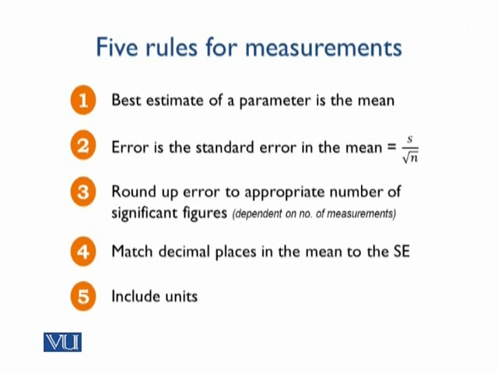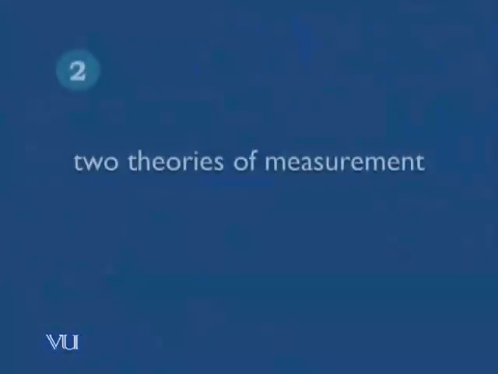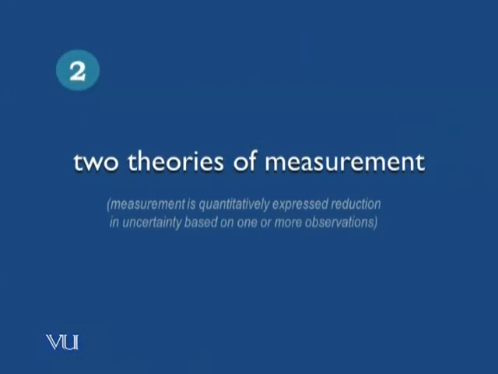So this completes the first part of today's session, in which we talked of what exactly is measurement, and we dispelled some common myths about measurement. Let's now talk about 2 theories of measurement which will enlighten us about what measurement really is, so that we really understand it in a better light. Up till now we have shown that measurements do not have to be infinitely precise. Now we would define measurement as quantitatively expressed reduction in uncertainty based on 1 or more observations.